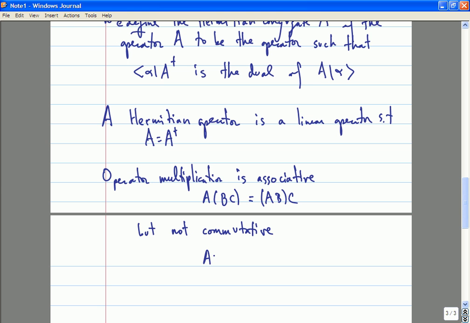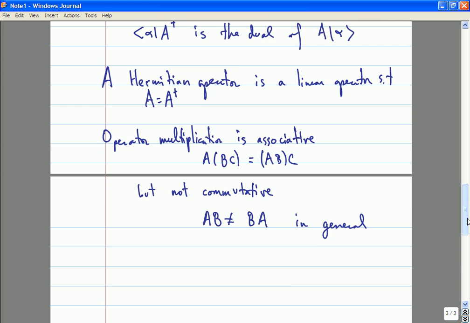So AB is not equal to BA in general. And because linear Hermitian operators represent observables, this is a fundamental difference between the observables of classical physics and those of quantum physics. Observables in classical physics, of course, commute with one another. If you observe the position and momentum of a particle classically, you will get the same result as if you observed the momentum then the position. But of course, as you know, that is not necessarily true quantum mechanically.